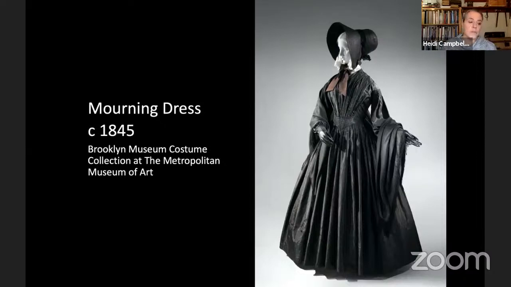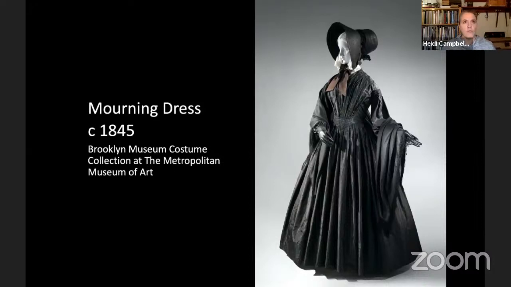Pins held in place burial shrouds, as evidenced by archaeological finds at grave sites. And pins also held in place the veils and crepe worn by the mourners. While mourning was practiced in earlier eras, it wasn't until the death of Queen Victoria's husband, Albert, in 1861 that the level of Victorian mourning really took off.